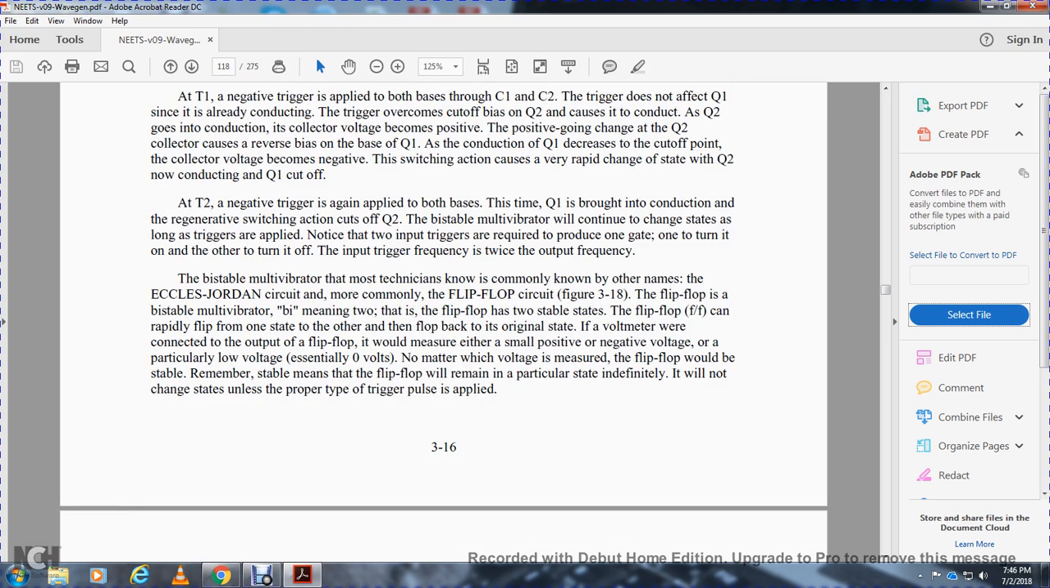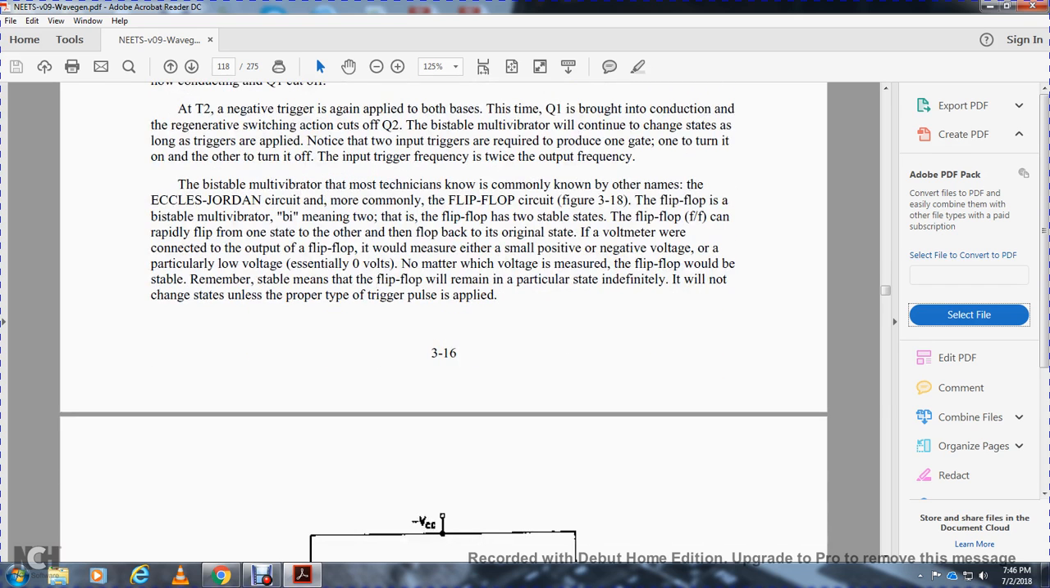At time interval 2, a negative trigger is applied to both bases, and transistor 1 is brought into conduction by regenerative switching action, cutting off transistor 2. The bistable multivibrator will continue to change state as long as triggers are applied. Two input triggers are required to produce one complete output cycle, one to turn on and another to turn off, so the output frequency is half the input trigger frequency.